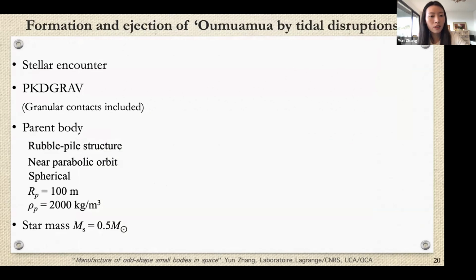home planetary system. We use our high-efficiency empirical N-body code to simulate the tidal close encounter process. Based on the knowledge of small bodies in our solar system, the properties of Oumuamua are assumed to be modeled in a way like this. The simulated parent body is assumed to be a rubble pile with a radius of 100 meters and a bulk density like this. And the host star is assumed to be a main sequence star whose mass is half of the solar mass.